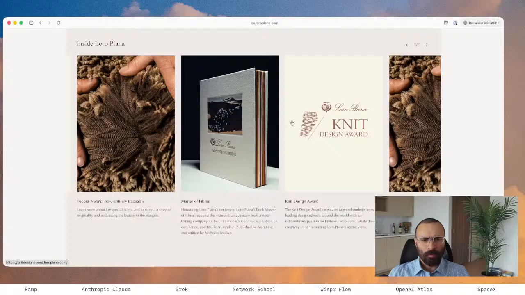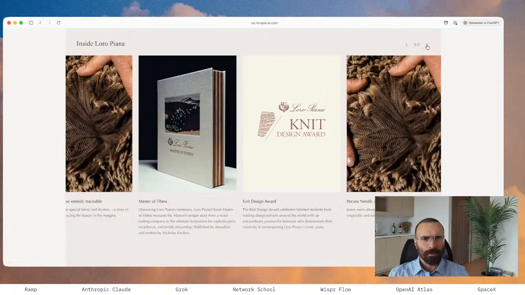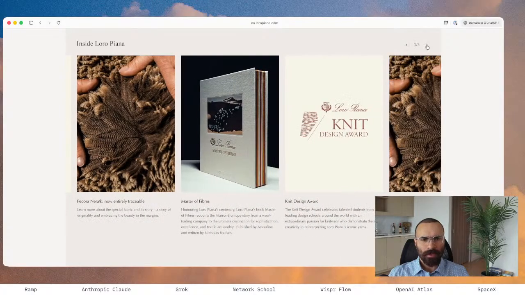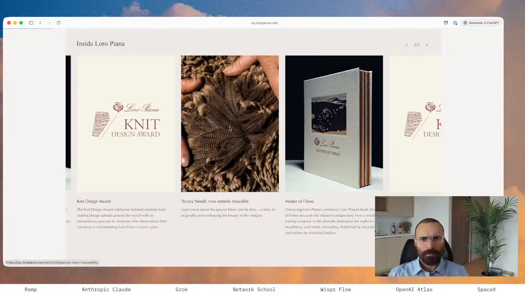Knit Design Award. Talented students from leading design schools around the world with an extraordinary passion for knitwear will demonstrate their creativity in reinterpreting Loro Piana's iconic yarns. Knit Design Award. Master of Fibers. Pecora Nera.